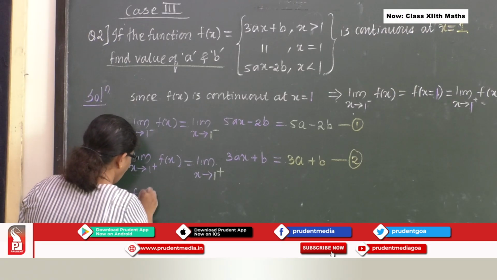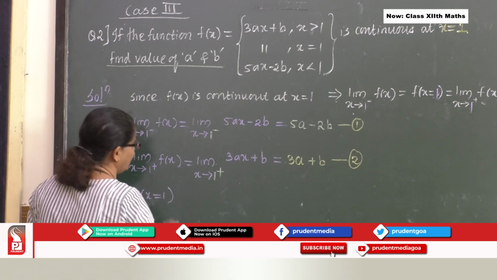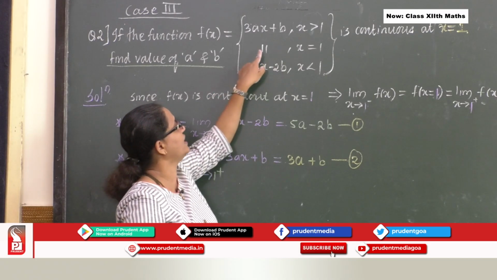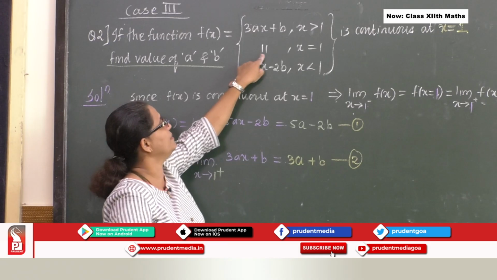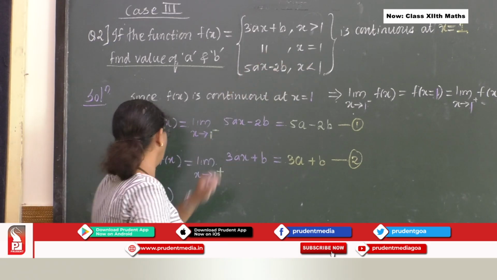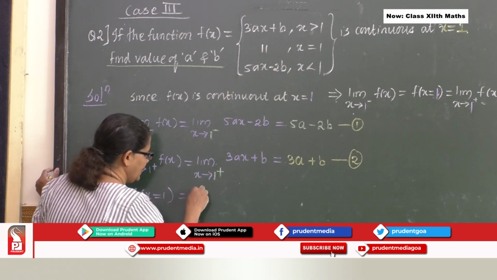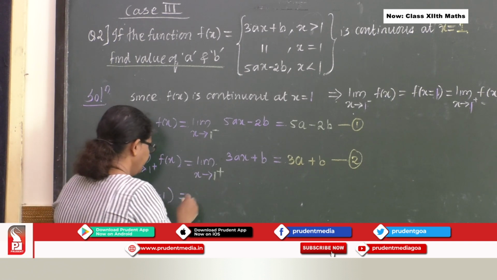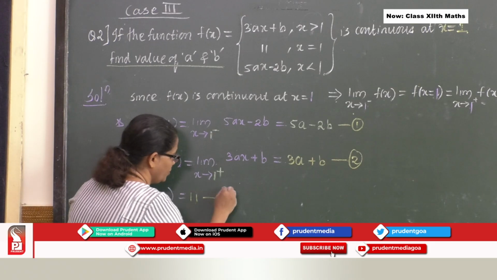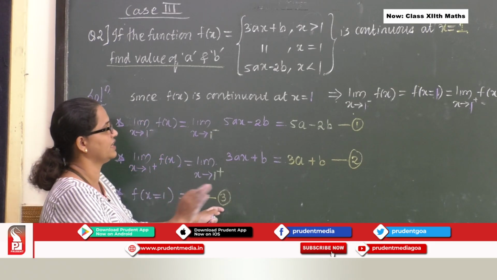Let's proceed further for the third case. What is your third case? f of x at x equal to 1. You don't have to do anything. Just look at the problem. What is given? It is clearly mentioned over there. At x equal to 1, you are getting 11, right? So over here, this is your third condition.